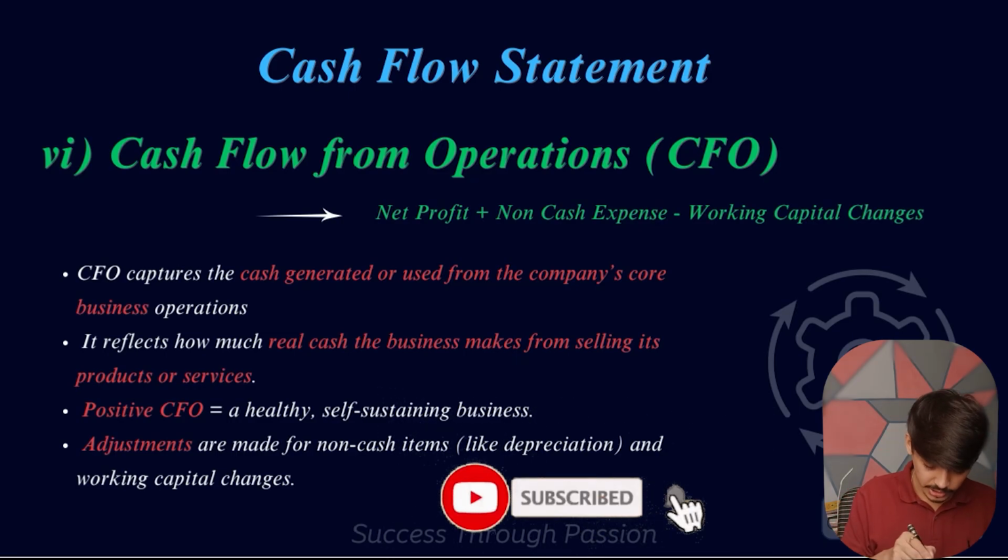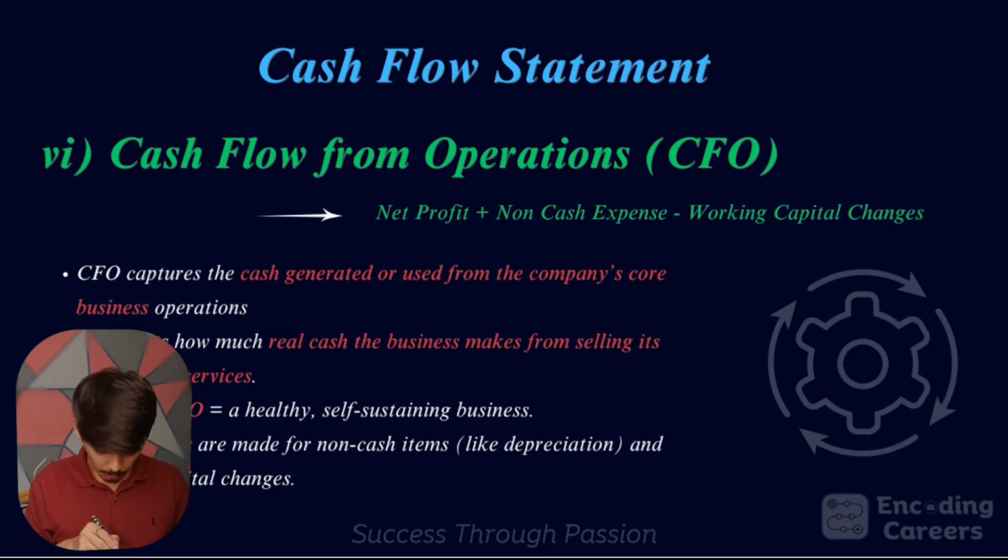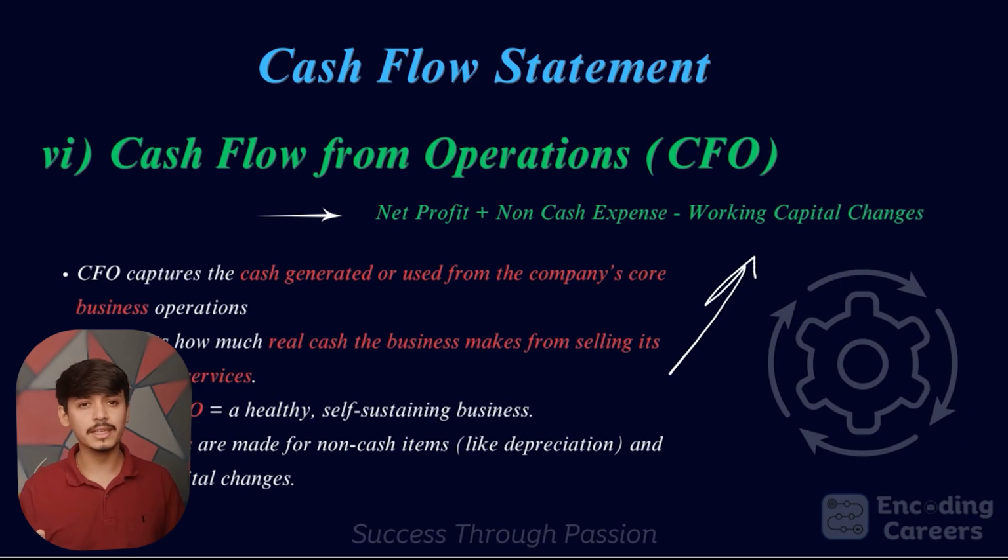CFO captures the cash generated or used from the company's core business operation. In the above example that we had calculated just now, we understood how much is the core cash generation from the business operation, which is reflected in the bank account. And it does not take into consideration the accrual basis of calculating revenue and expenses. It reflects how much real cash the business makes from selling its product or services. So for this point, we have to understand about working capital changes. How is it real cash, right?